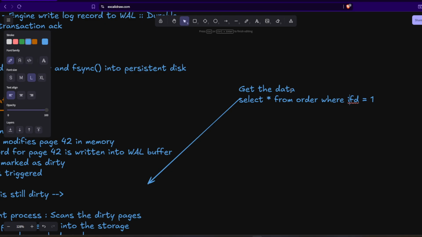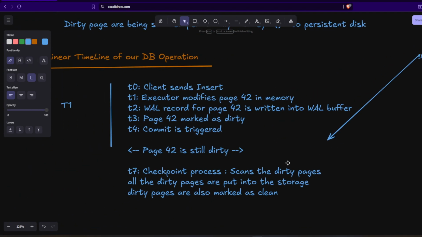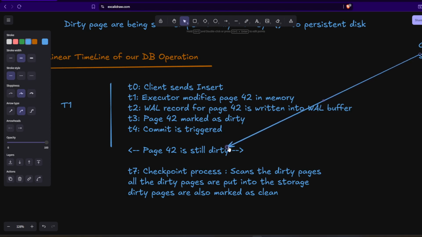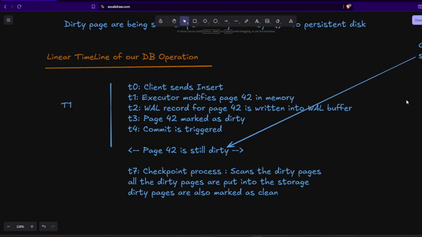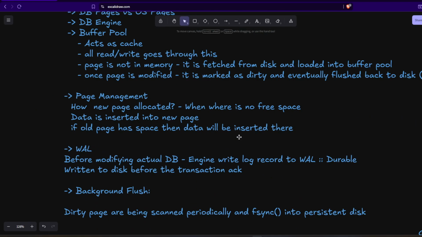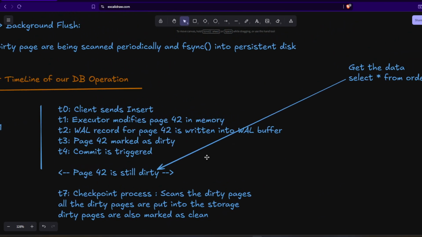The id I just inserted has not even gone through the checkpoint process, and at this point of time it is trying to execute the query. So what would happen is, our data is still there in the memory buffer, the buffer pool that we were talking about. Although it has not been written into the persistent storage, it will read from the buffer pool and it will get the correct results.